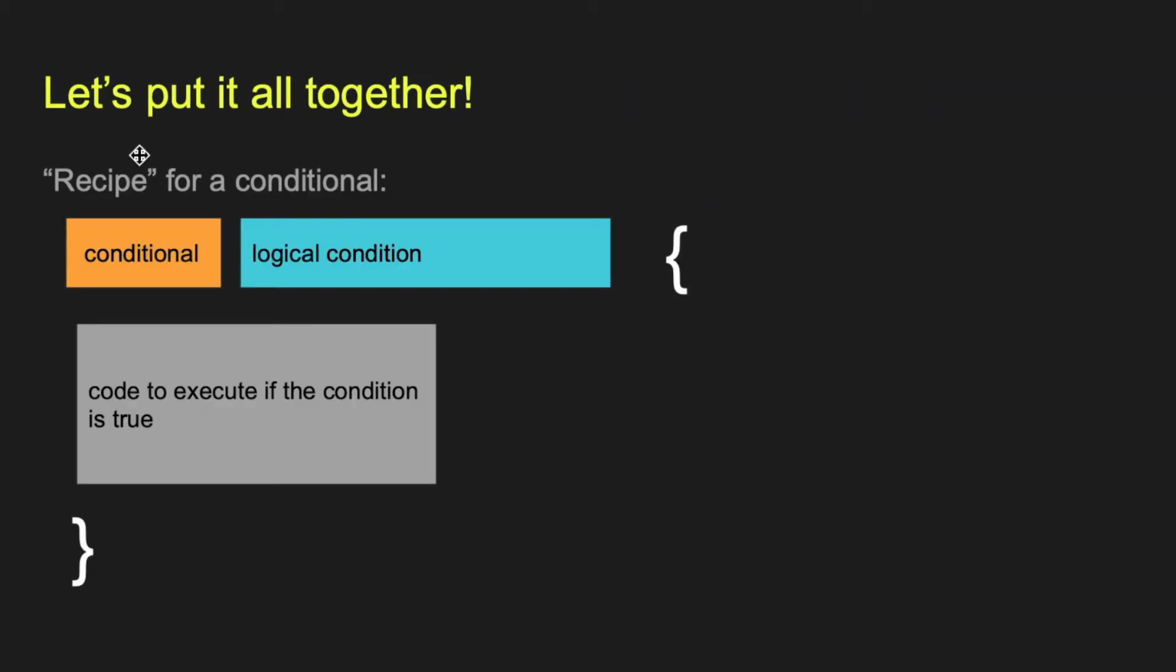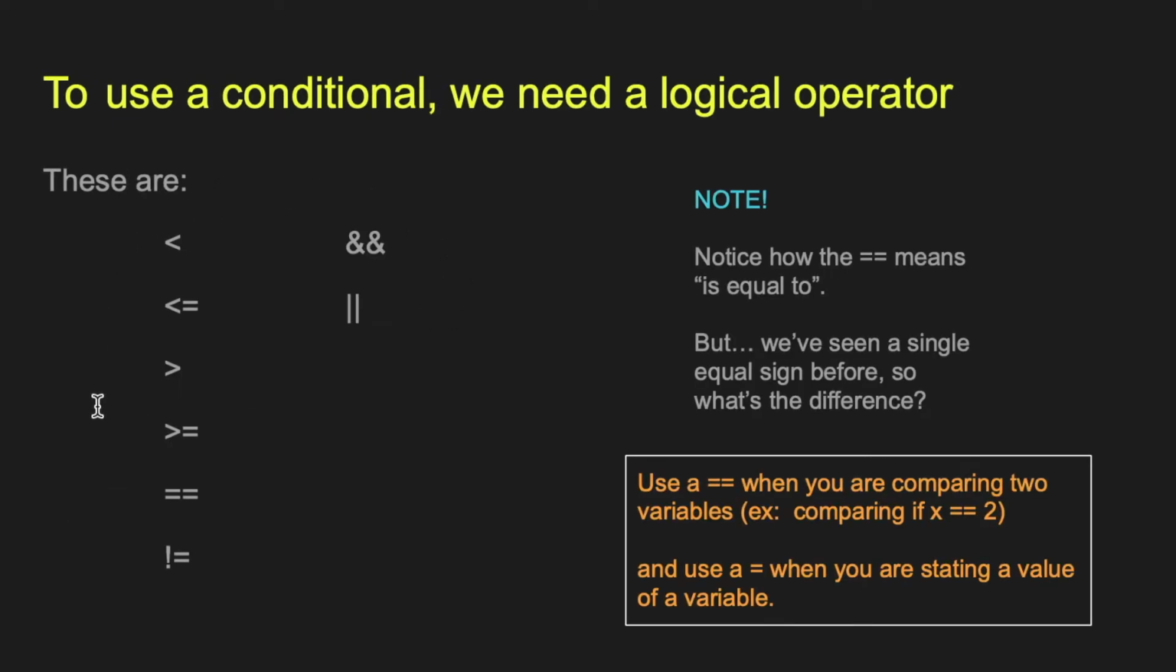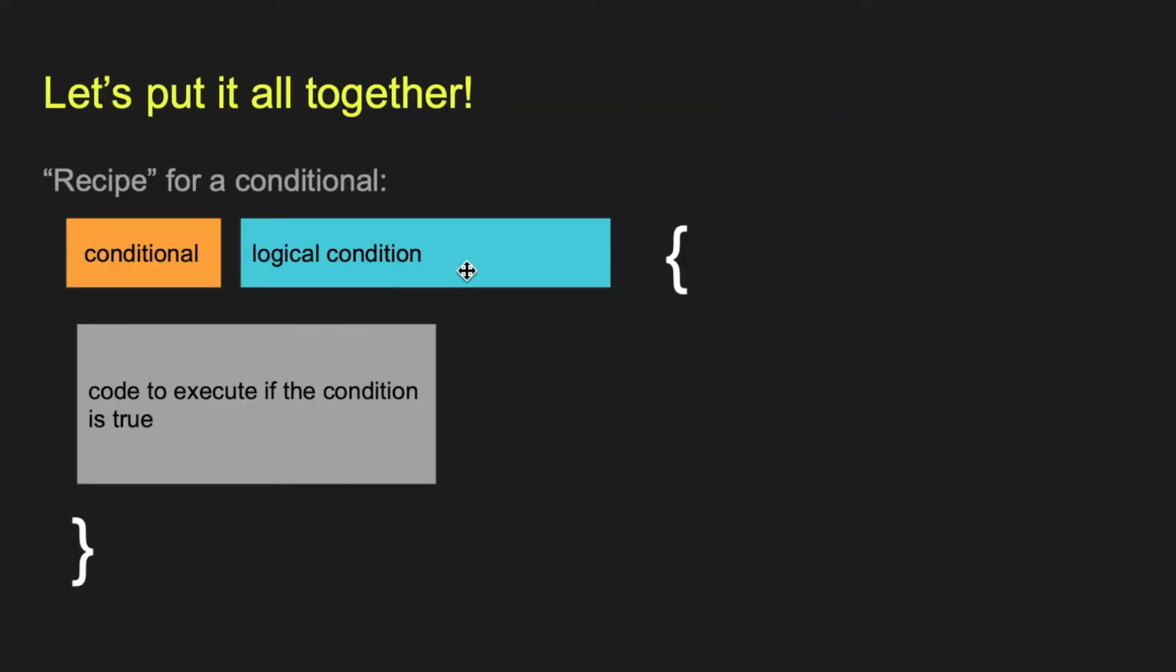Alright, so here's the recipe for a conditional. You start by saying what the conditional is, so that's like if, else if, or else. So let's try this with if. And then you have a logical condition, so that was on the previous slide, like x is less than 5, so if x is less than 5, and then you put these brackets here. Inside of those brackets, you're going to put the code that you want to run if x is less than 5. So let's take a look at this in live coding.